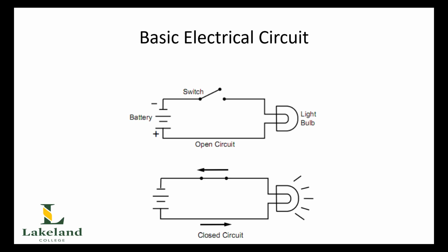So those are our four components: the source of EMF, the battery, the conducting path, i.e. the wire, the load, in this case the light bulb, and finally a means of control, that is a switch. Now at the moment in the top diagram, the switch is open, so no current is flowing, so that means that the light bulb is not lighting up.